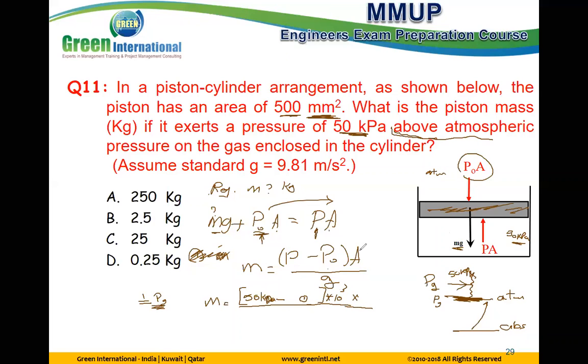Then multiply by area. What is area? 500 millimeter square. Multiply by what? 10 to the power negative 6. To change it from millimeter square to meter square, because millimeter to meter is negative 3, and this is square, it means negative 6. Correct? What is g? 9.81. Clear or not? Not clear.